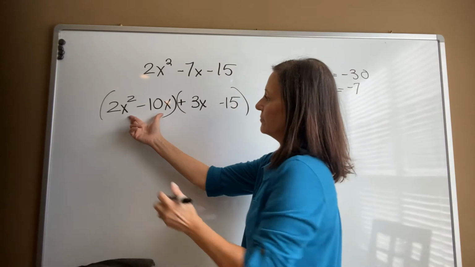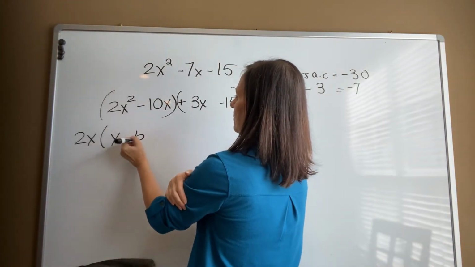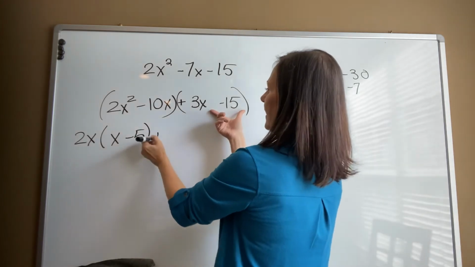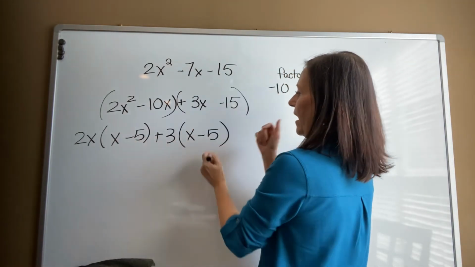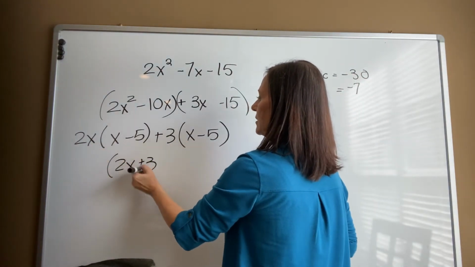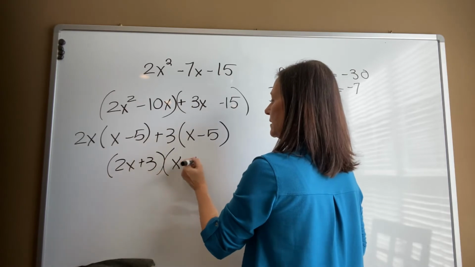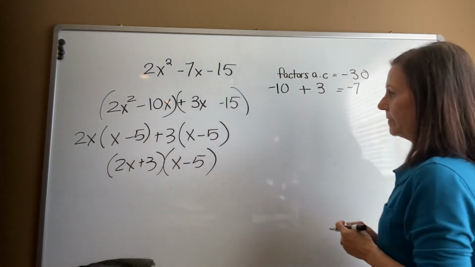And what can I factor out of here? I can factor out a 2x. I'm left with x minus 5. Here I can factor out a 3. I'm left with x minus 5. What's on the outside is one of your terms. What's common to both terms is multiplied by it.